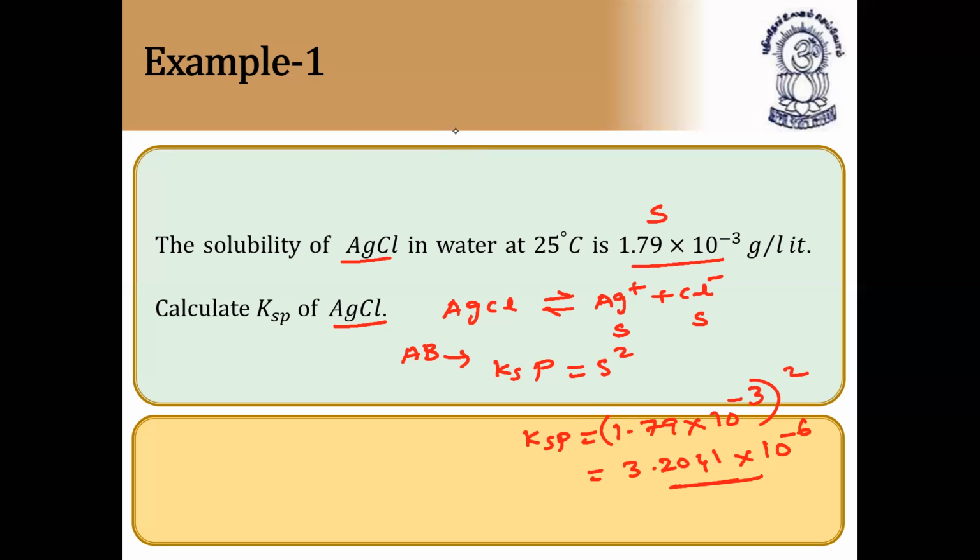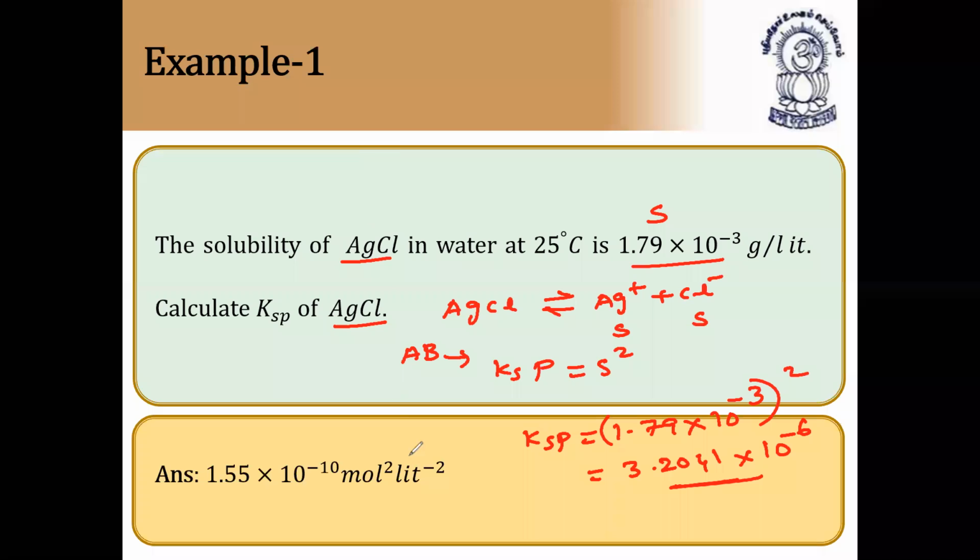So let us check the answer now. 1.55 into 10 to the power of minus 4 is wrong because the solubility is given. The solubility of AgCl in water at 25 degrees is 1.79 into 10 to the power of minus 3. So 1.79 whole square is equal to 1.79 into 1.79. If you multiply, you will get 3.2041 into 10 to the power of minus 6, not minus 10, which is absolutely wrong. So you have to check the answer. So the answer is KSP.